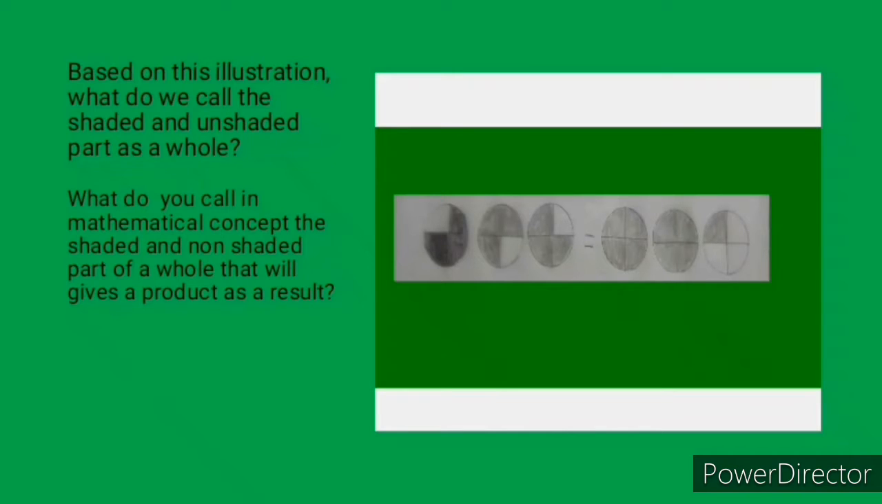What do you call in a mathematical concept the shaded and non-shaded parts of a whole that will give a product as a result? That is multiplication of fraction. Very good. Next.